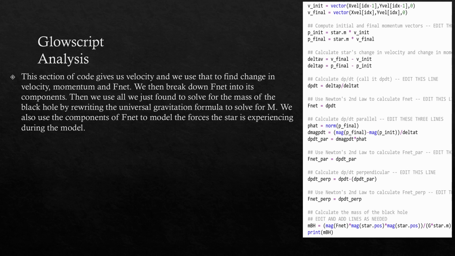GlowScript analysis. This section of code gives us velocity, and we use that to find change in velocity, momentum, and our Fnet. We then break down Fnet into its components. Then we use all we just found to solve for the mass of the black hole by rewriting the universal gravitation formula to solve for it. We also use the components of the Fnet to model the forces the star is experiencing during the model.